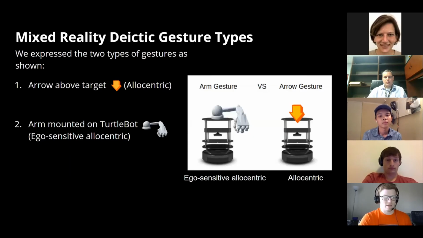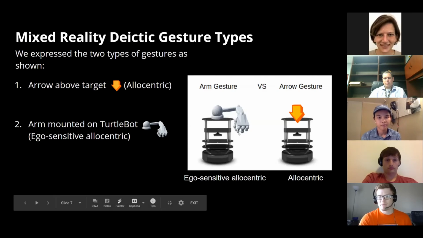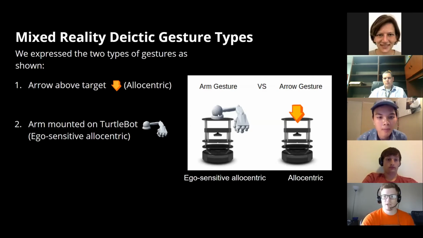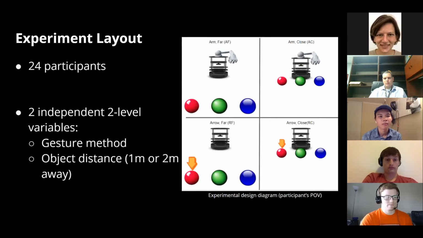To assess these hypotheses, we designed a human study that considered two different types of mixed reality gestures. We compared two types, the arrow and the arm, as you can see here. In that picture, it shows how we mounted the augmented reality arm on the TurtleBot, and the arrow would just move to whatever target object it was pointing at. The experiment layout consisted of 4 counterbalanced blocks of different experimental conditions, which were dictated by the following independent variables: gesture method, and then object distance.